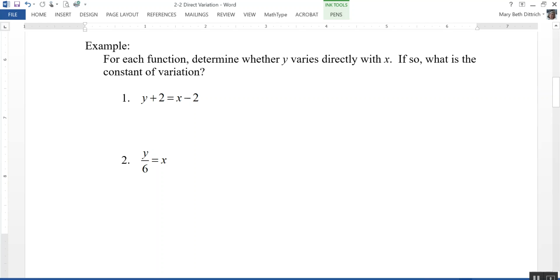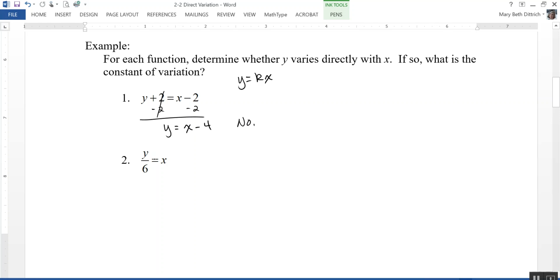Here's another example. For each function, given as an equation, determine whether y varies directly with x. If so, what is the constant of variation? In this case, I'm going to write each equation in the form y equals kx and see if it corresponds to that. Here, I would subtract 2 from each side, which gives me the equation y equals x minus 4. You'll notice that in our basic formula there is no y-intercept, no number added on the end. So this is not direct variation.